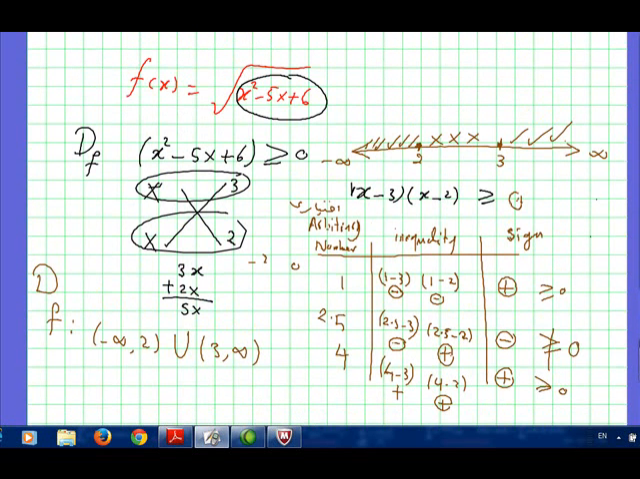For the function f of x equals the square root of x squared minus 5x plus 6, we have to return back to the definition of root. Square root, what is the meaning of square root? Square root is the number which multiplied by itself gives me what is inside this root. So we don't have any number which multiplied by itself gives us a negative value. So the value of x squared minus 5x plus 6 should be greater than or equal to 0.